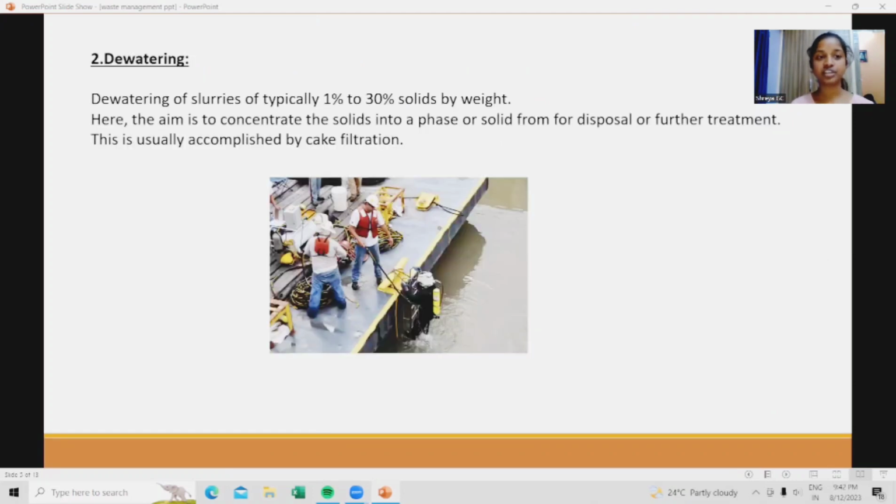And the second one is dewatering. Dewatering of slurries of typically 1% to 30% solid by weight. Here, the aim is to concentrate the solid into a phase or solid for disposal or further treatment. This is usually accomplished by cake filtration.